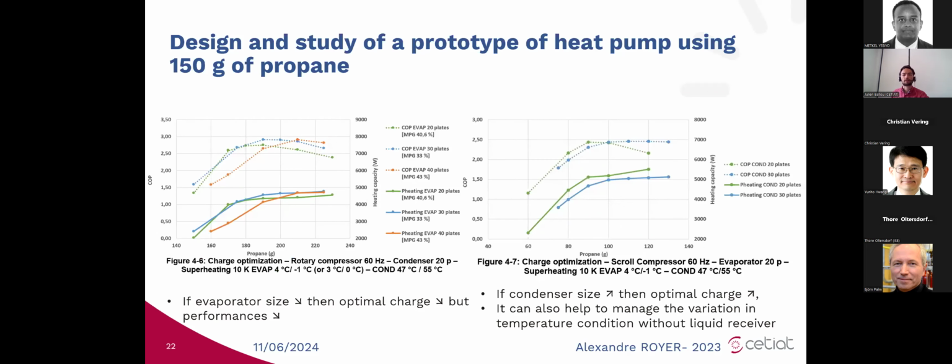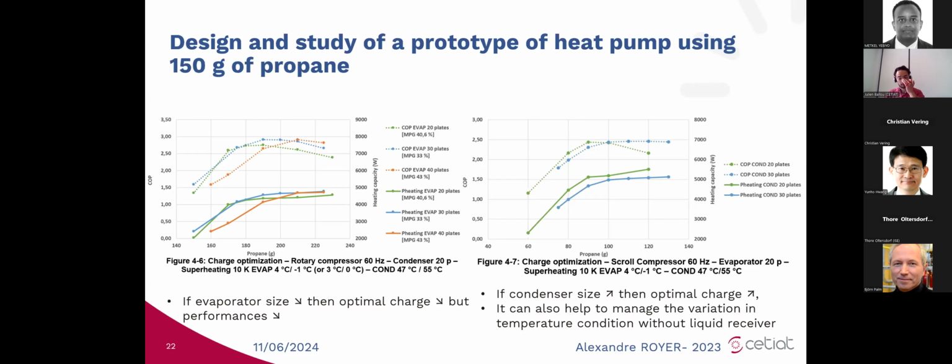Then some other components were changed. So we used plate heat exchangers for both the condensation and evaporation side. Of course, the idea is that if you reduce the size of the evaporator, you will have less charge, but also less performance. So then again, an optimum was found.